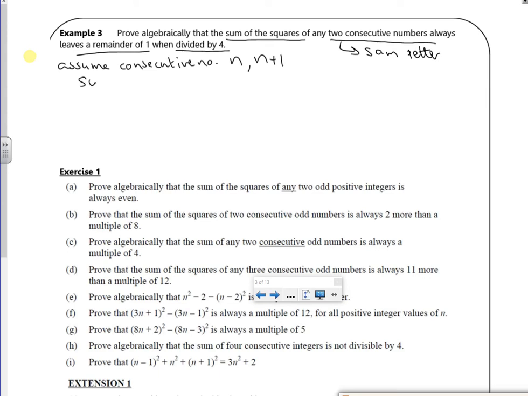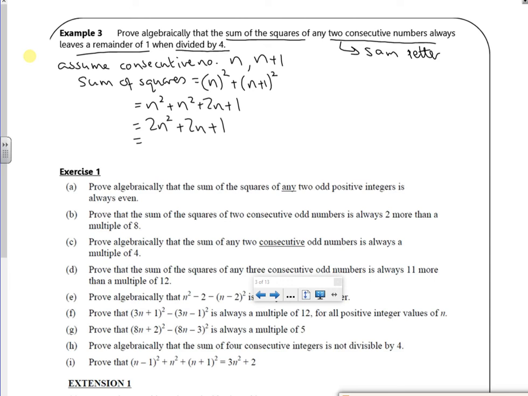Right, the sum of squares will be n squared plus (n plus 1) squared. So that will give us n squared plus n squared plus 2n plus 1. So that's 2n squared plus 2n plus 1. Right. Now then.